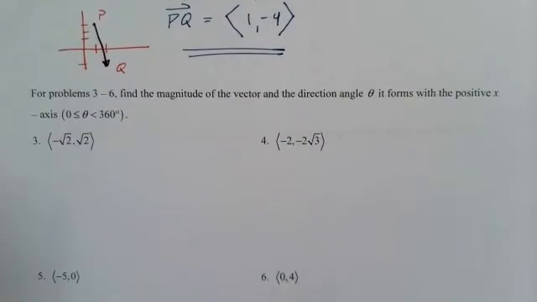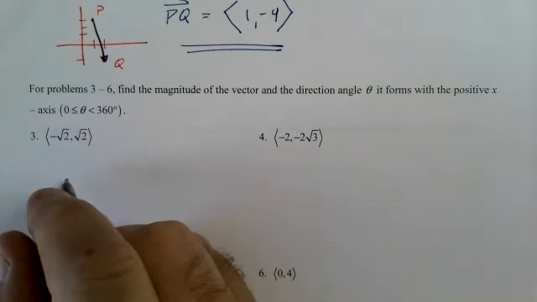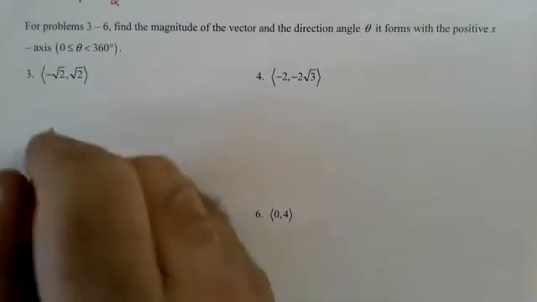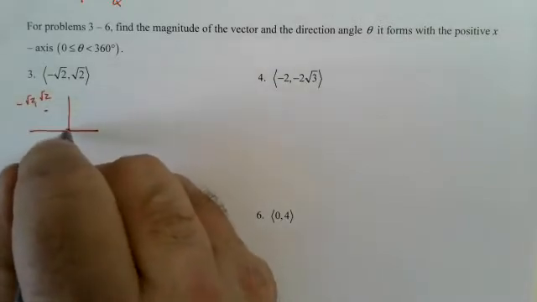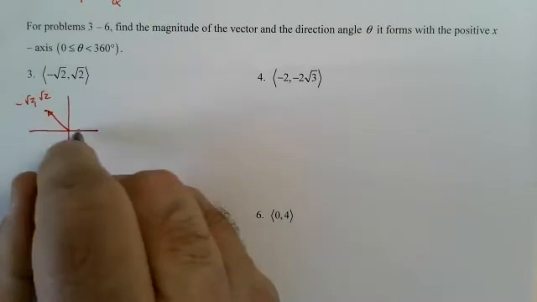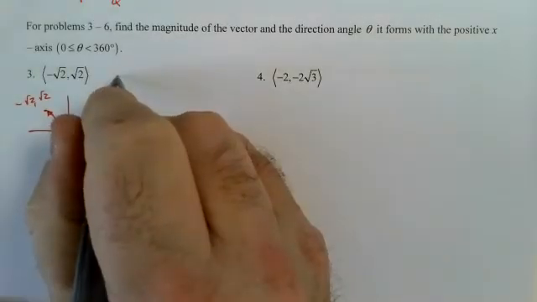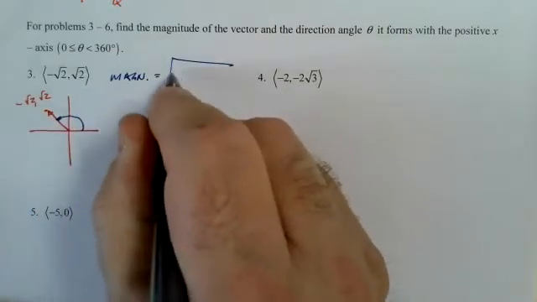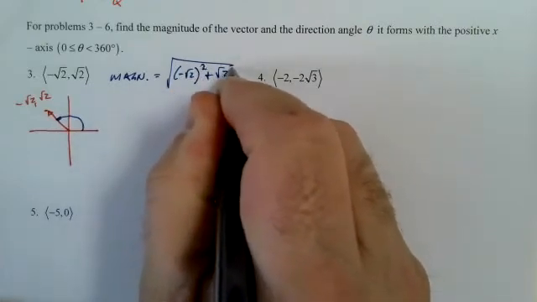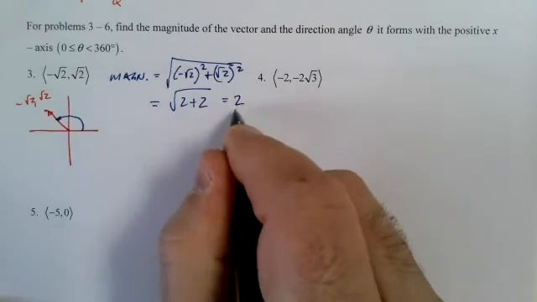All right, find the magnitude of the vector and the direction angle theta, between 0 and 360 degrees. This is (-√2, √2). Draw it from the origin. All right, here is the angle. So the magnitude is the square root of (-√2)² plus (√2)², which is the square root of 2 plus 2, equals 2.